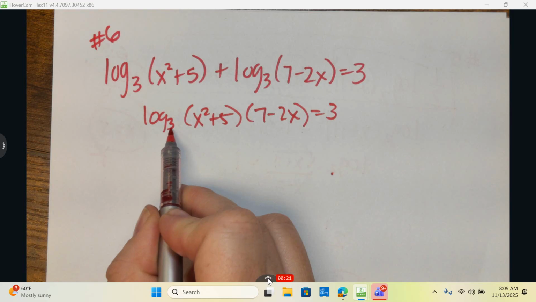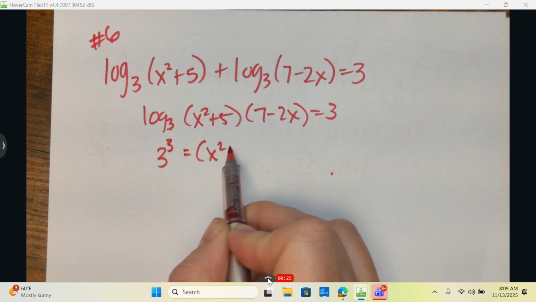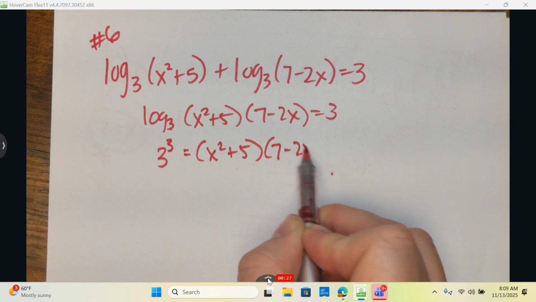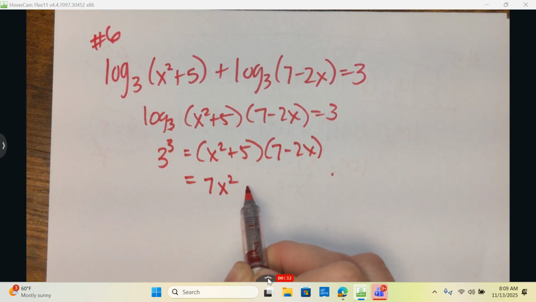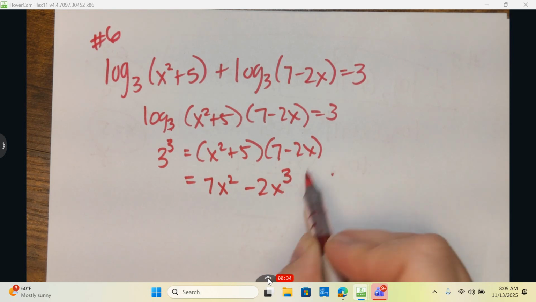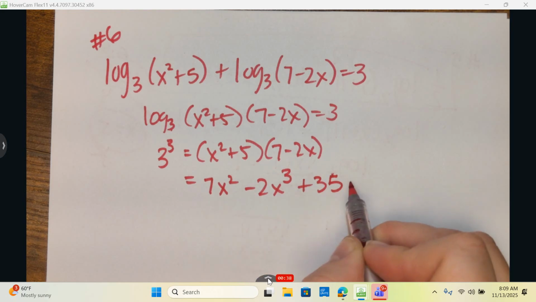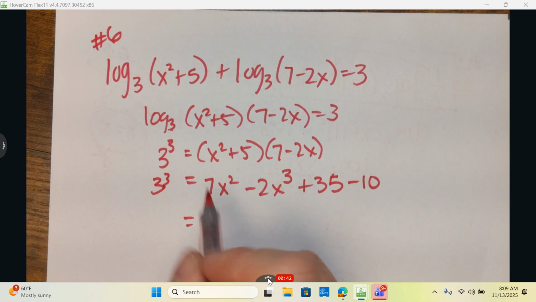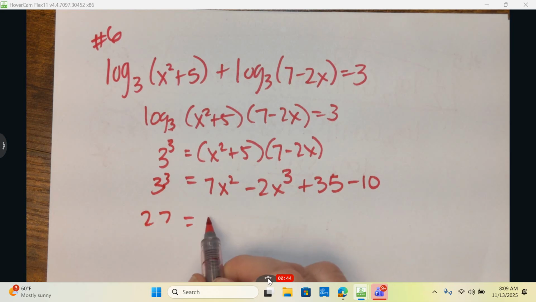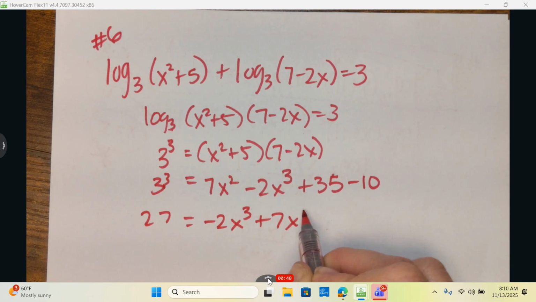Now I'm going to put it in exponential form. 3 raised to the third power equals x squared plus 5 times 7 minus 2x. I'm going to go ahead and FOIL this. Front, outside, inside, and last. And then I'm going to write it in the correct form. 27, 3 to the third is 27. And if I put this in standard form, it is looking like this.